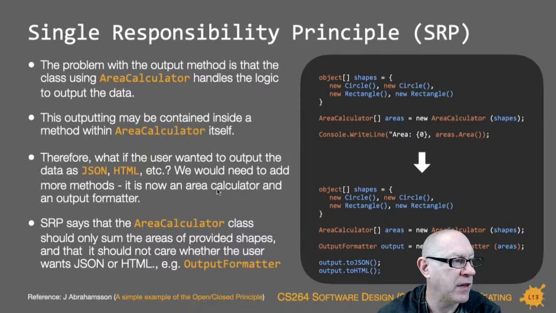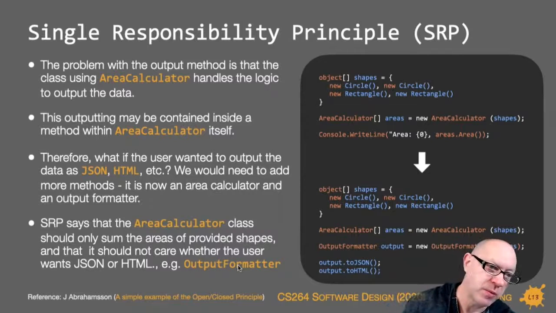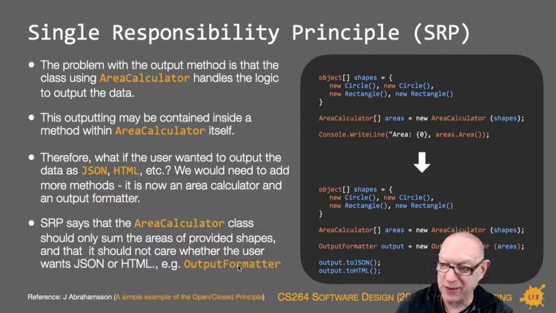We're actually behaving as an area calculator, and we're behaving as an output formatter. And SRP tells us that the area class should really just sum the area of the shapes that are provided, and it should not care whether the user wants JSON or HTML, or in this case here, a string. We should actually create an output formatter class, and then pass the information to this output formatter class, and then that does the work for us.